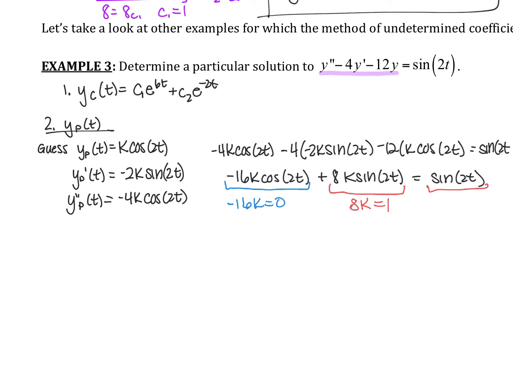How can negative 16k equal 0 and 8k equal 1 at the same time? Is there a k value that can make it so? 0? No, because 8 times 0 would not give me 1. So this cannot work, right? So this guess isn't correct.